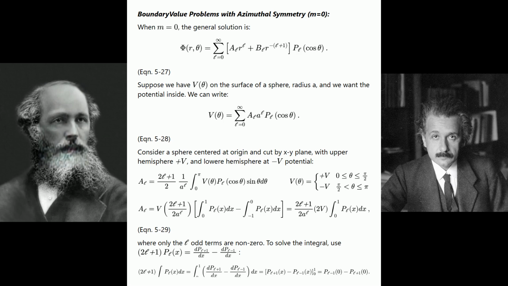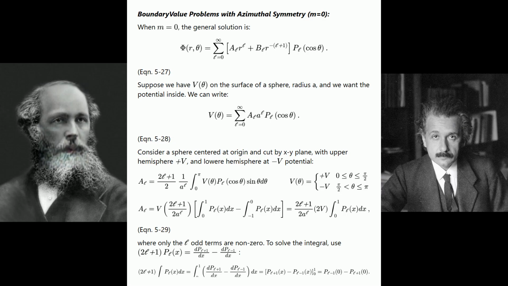Boundary value problems with azimuthal symmetry, m equals 0. When m equals 0, the general solution is, see equation 5-27 that follows. Suppose we have V of theta on the surface of a sphere of radius a, and we want the potential inside. We can write, see equation 5-28.